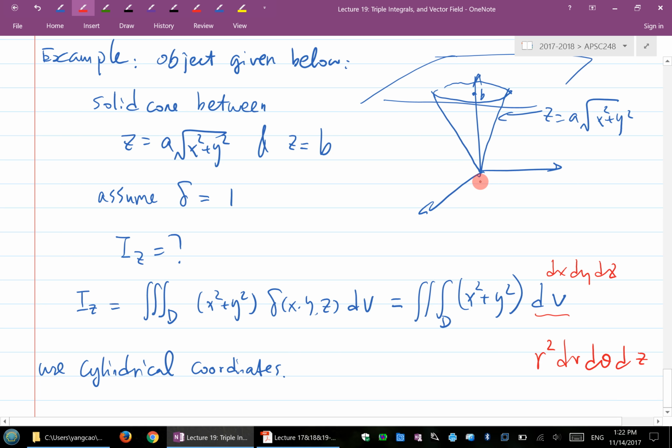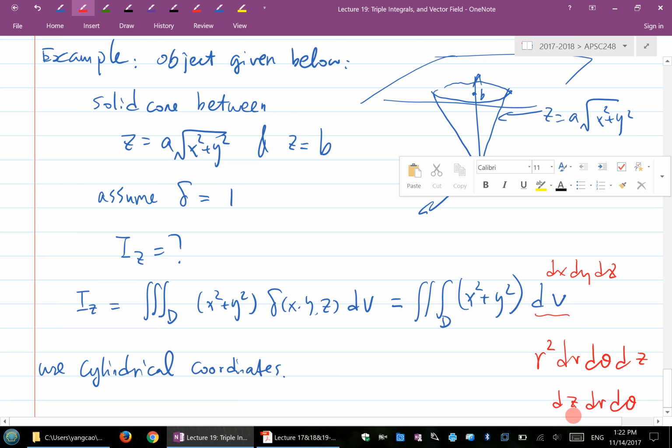I said you can go through different orders, but usually you start from dz first. So usually you start from dz, then dr, d theta. That should work for 99% of the questions. Okay. So your first step is to find the z limits.